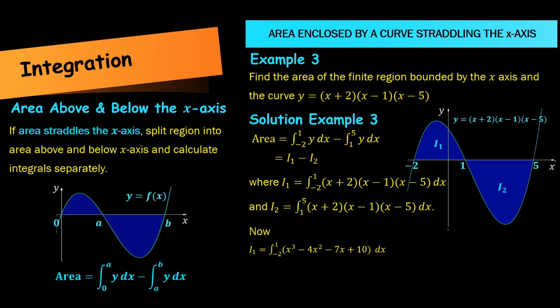So let's calculate I1. We've of course expanded the brackets so that we can integrate easily. And if we integrate term by term, we obtain x to the 4 over 4 minus 4/3 x cubed minus 7 over 2 x squared plus 10x. And of course we're integrating between the limits minus 2 and 1.